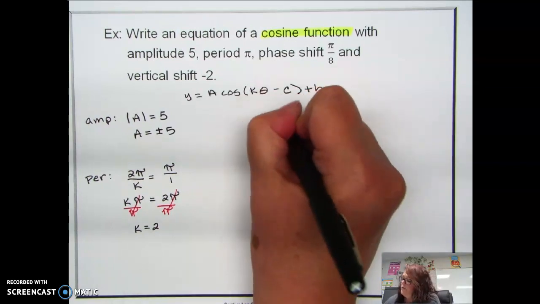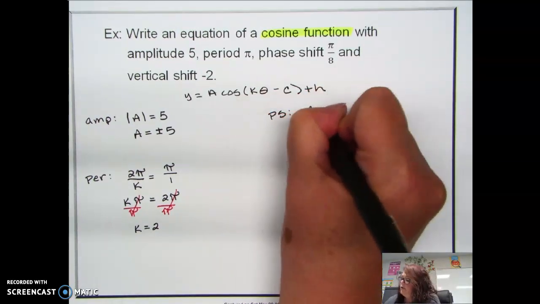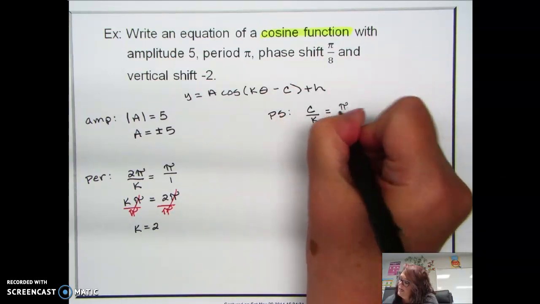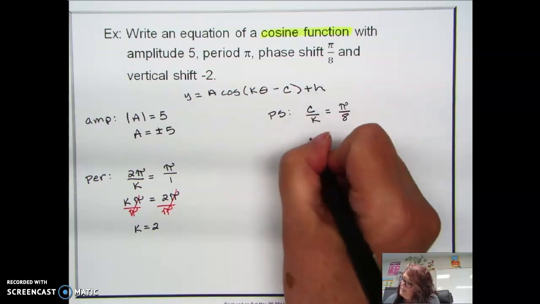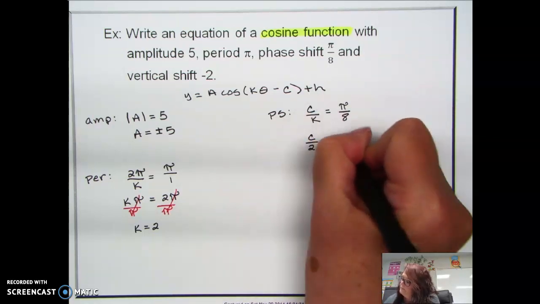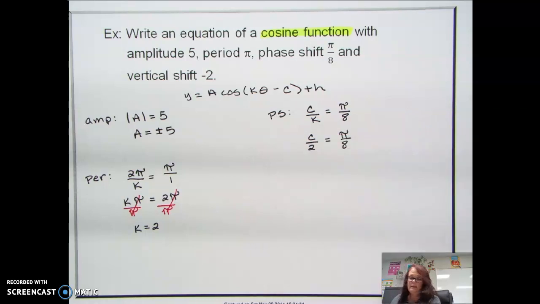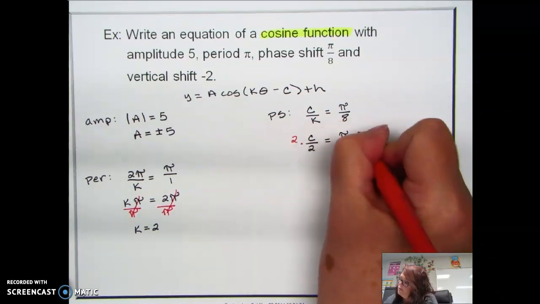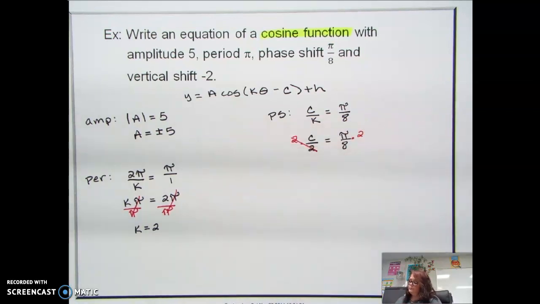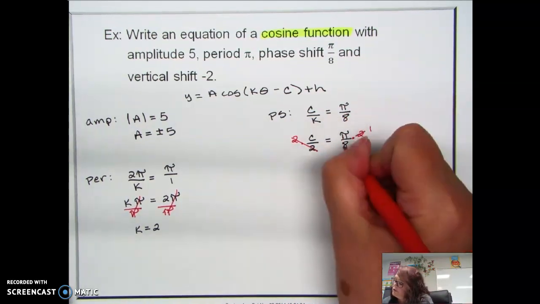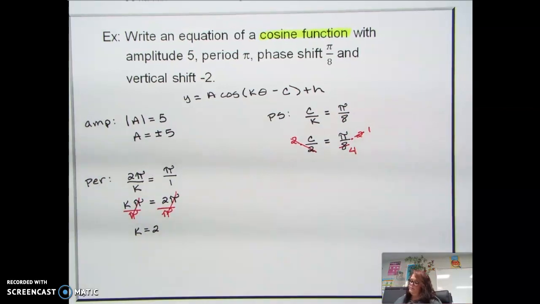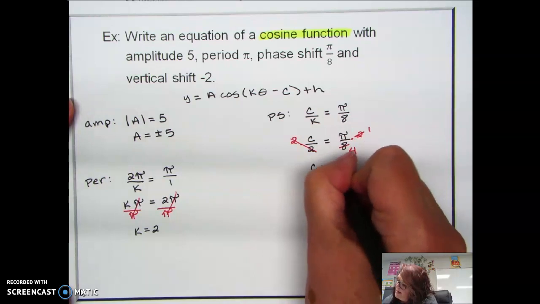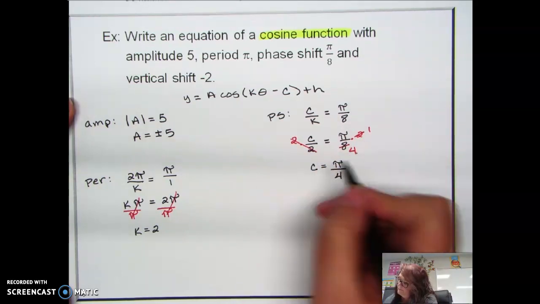When it comes to our phase shift, we said that that was c over k. And they're telling us that our phase shift is pi over 8. So that means that c over 2 is equal to pi over 8. So you could cross multiply, or you could recognize I could just multiply both sides by 2. And so over here, 2 goes into 2 once and into 8 4 times. And so we get a c value of pi times 1, which is pi over 4.